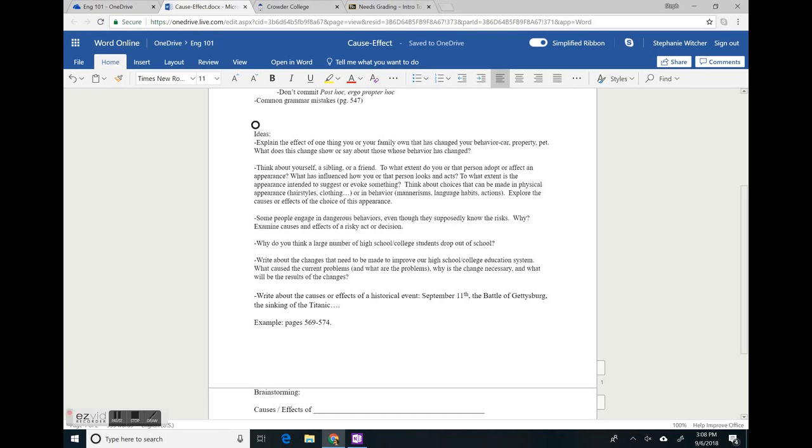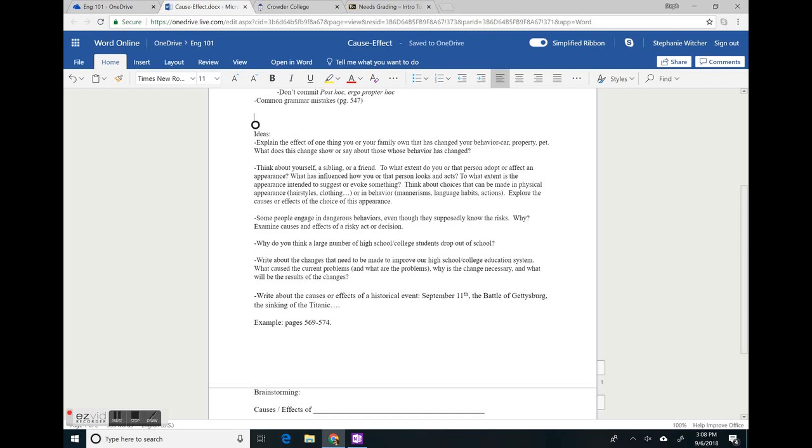Okay, there is a fantastic example on page 569. It talks about why are college textbooks so expensive. I will tell you up front though, it is looking at some causes and effects. That's not what I'm asking you to do here. I just want one or the other. But I think it's a really interesting read, and it has great organization and a really good thesis. So I think that's a good sample paper for you to take a look at. So I highly suggest that you take a look at that.